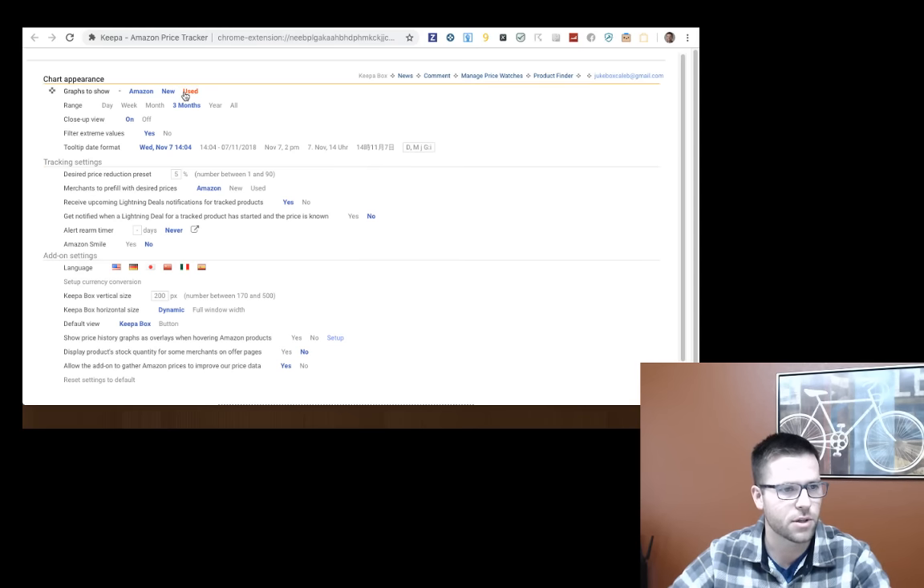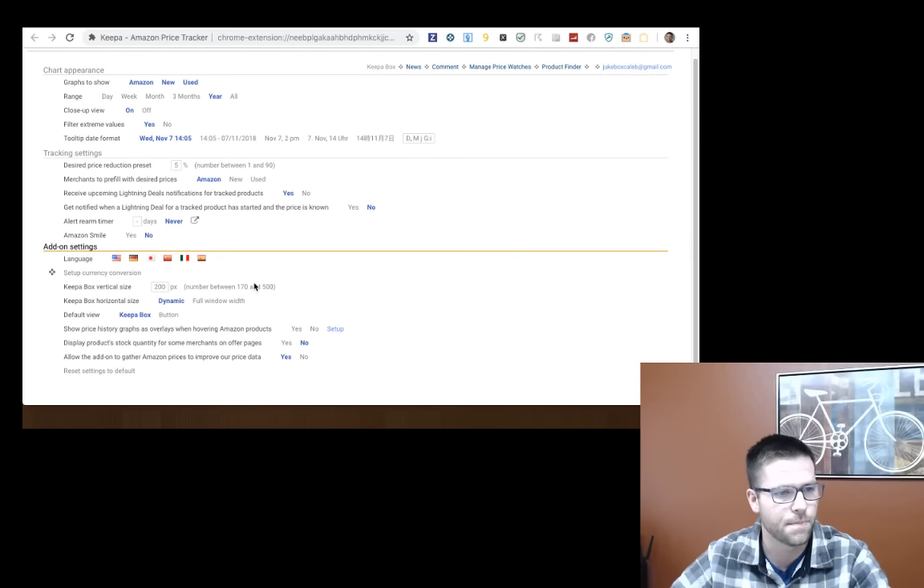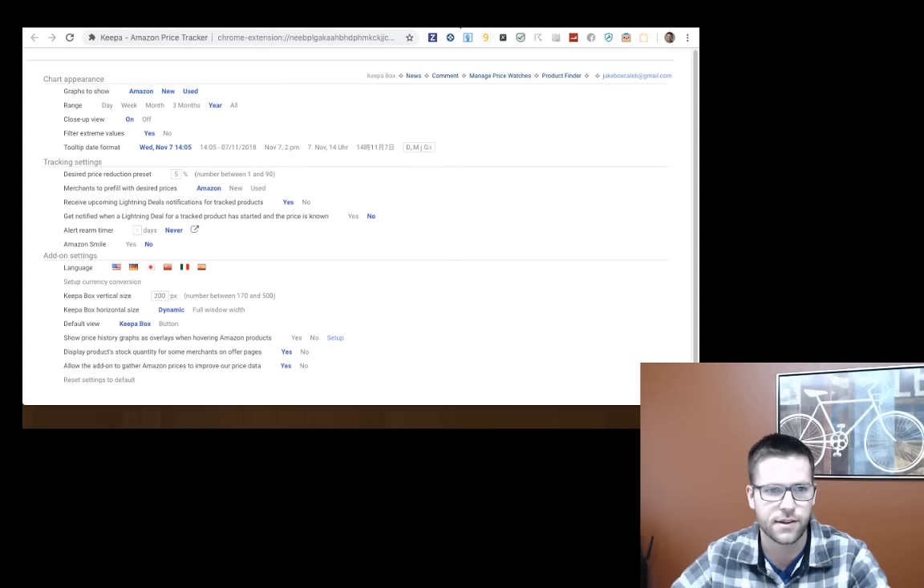You can show some of the graphs automatically. You can set your range. I like to look at typically a year. Three months is where a lot of people start, but we're going to set up to a year. You can leave most of these alone. Some of the other things you can do is have a hover set up. You can display the stock for some of the items as well. There are some Chrome extensions that charge for this, but it's actually free. Keepa does a pretty good job of showing the stock, and we'll show you what that means. So you can save out those settings and then go from there.